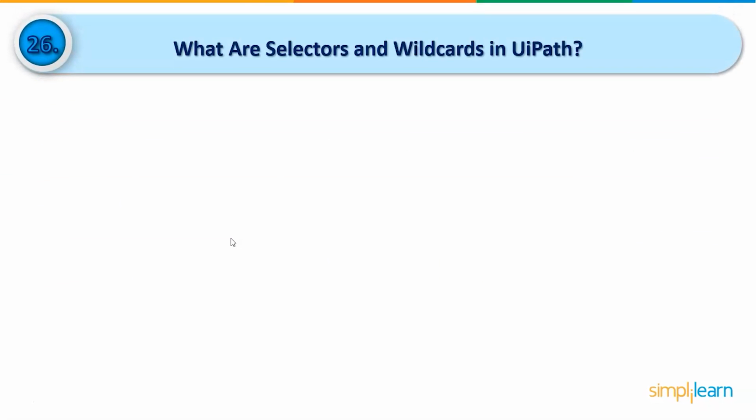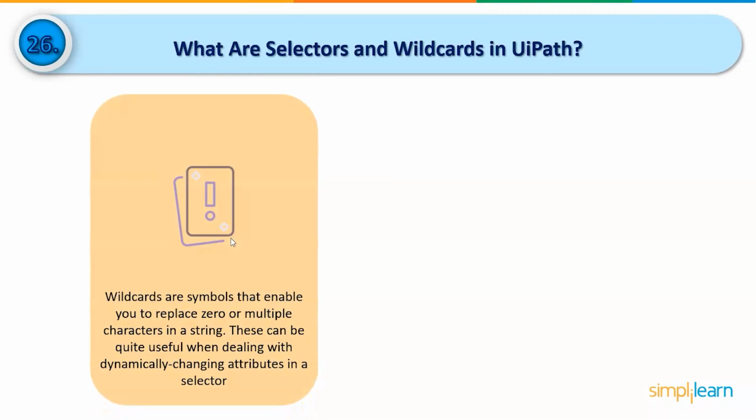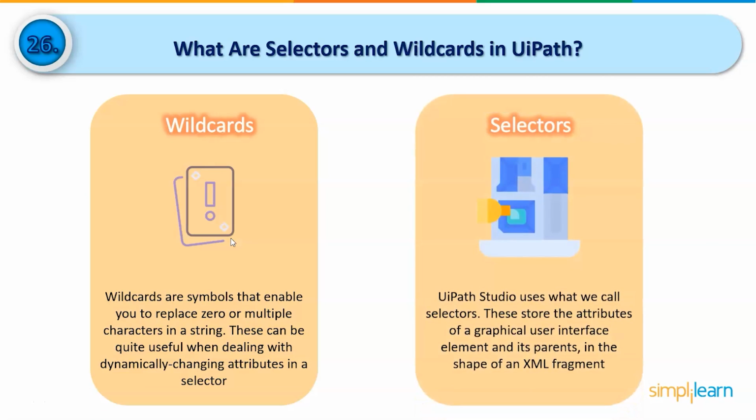What are selectors and wildcards in UiPath? Wildcards are the symbols that enable you to replace zero or multiple characters in a string. This can be quite useful when dealing with dynamically changing attributes in a selector. Selectors. UiPath Studio uses what we call selectors. These store the attributes of a graphical user interface element and its parents in the shape of an XML fragment. The selector aids in the automatic generation of the selection by utilizing wildcards.